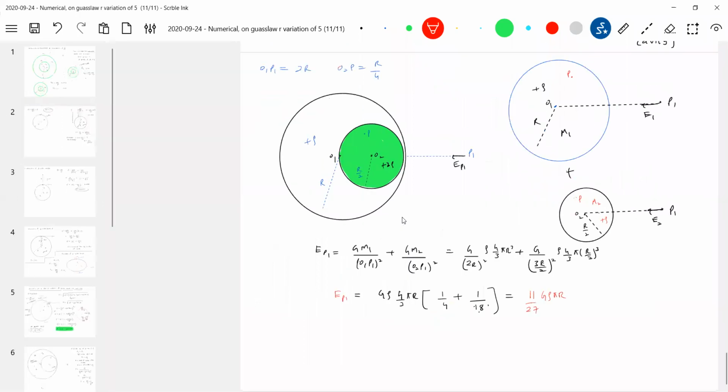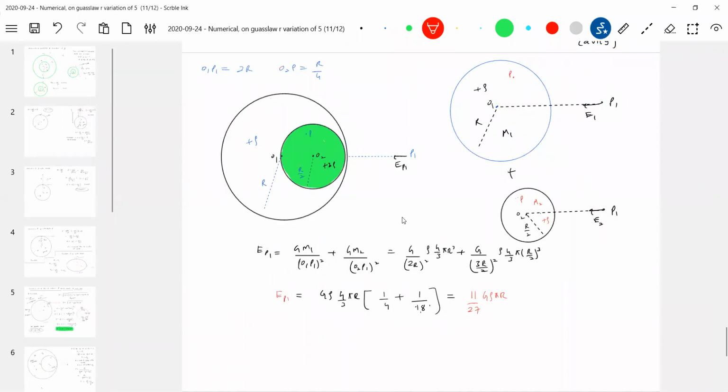Last one, look at it again. So what is the field? The field at point P will be given by EP dash, EP double dash, I'll write it. I'll draw one diagram. We can't mess up everything here.